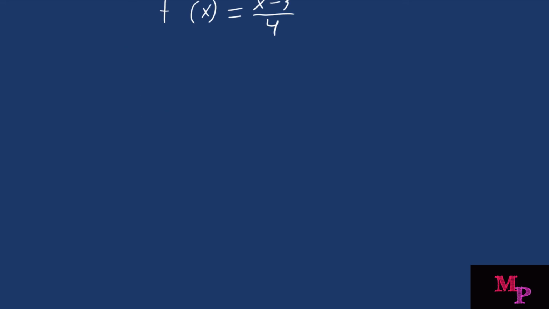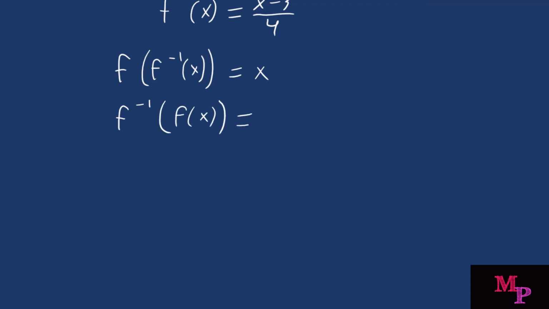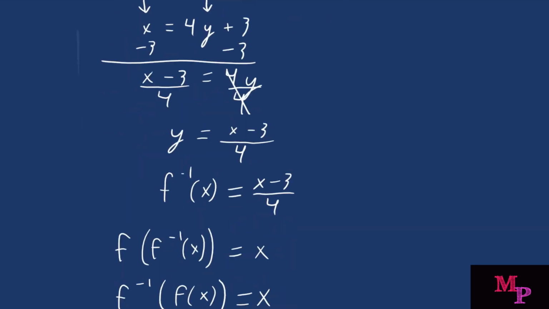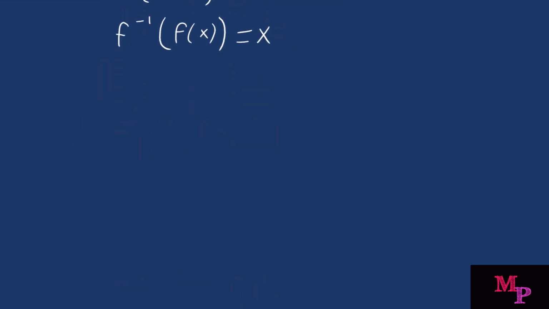And if you want to test this, we're going to use this rule where whenever you plug in an inverse function into a regular function, it is going to give you just x, and vice versa, right? So if you plug in an original function to the inverse function, you're still going to get x. So let's try to apply this. So our original function was f of x is equal to 4x plus 3.